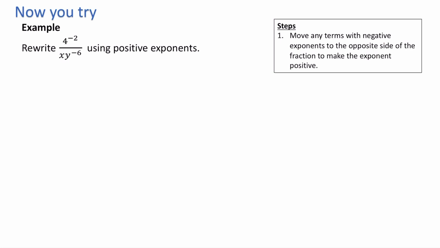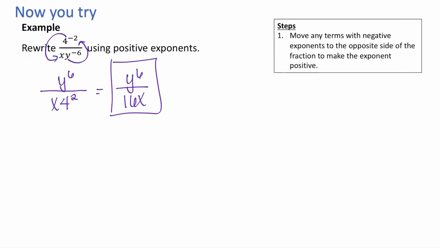Let's rewrite 4 to the negative 2 over xy to the negative 6 using positive exponents. I'm going to move the 4 to the negative 2 to the denominator and the y to the negative 6 to the numerator. When I do that, I get y to the 6th over x times 4 squared. 4 squared is 16, so when I rewrite this, I get y to the 6th over 16x.